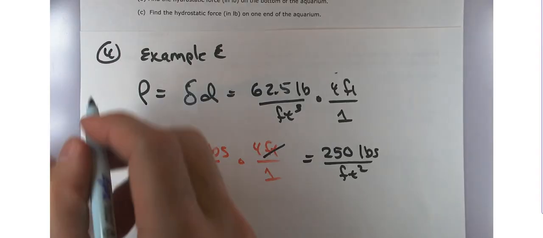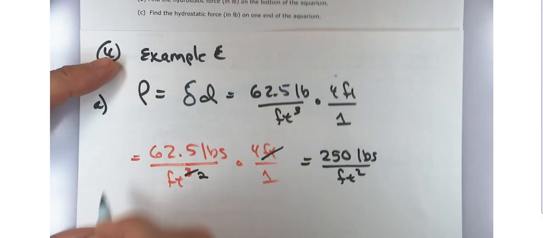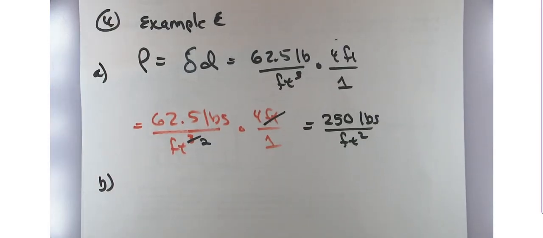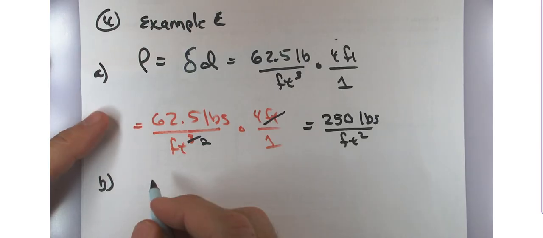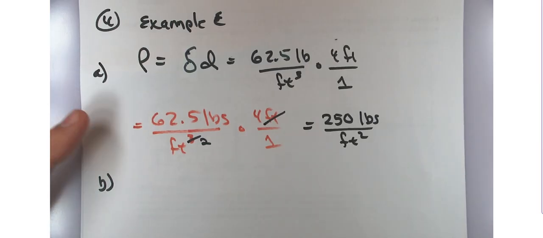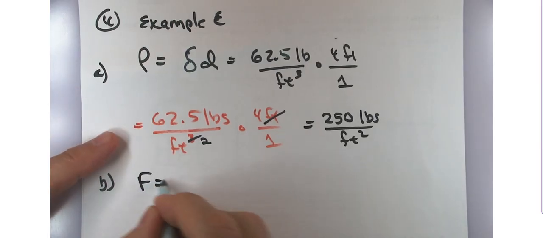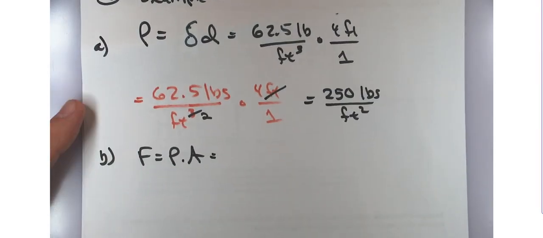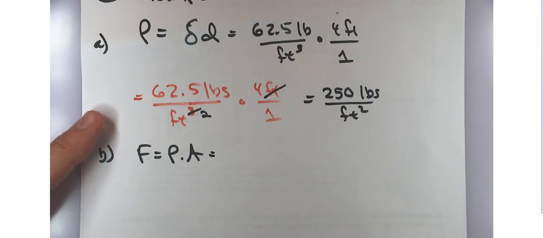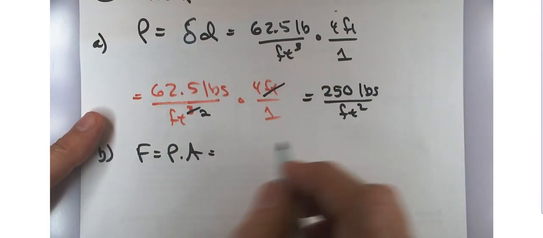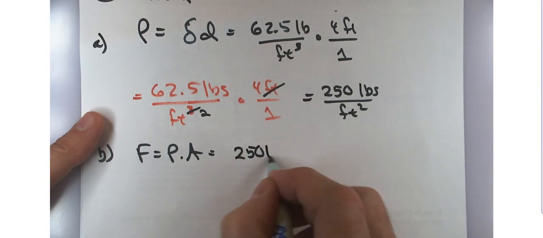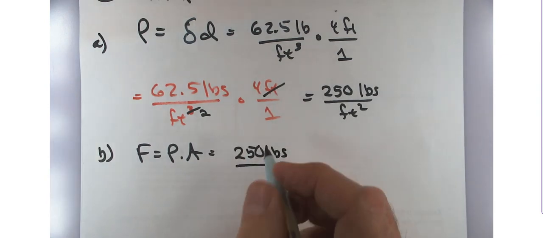Now, in contrast, let's try and find the force on that. Force is going to be the pressure times the area. So F equals P times A. So the pressure was our 250 pounds per square foot.